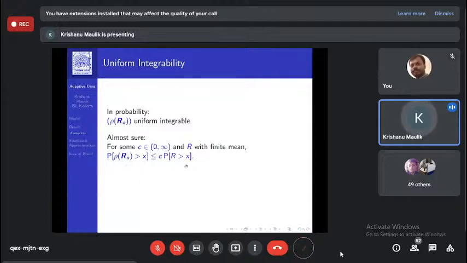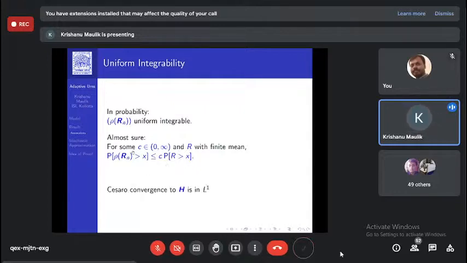And this is typically called rho Rn's being majorized by this random variable R with finite mean. It's not saying that rho Rn is less than or equal to R, but what it essentially says is that rho Rn is less than or equal to R in some distributional sense. So that's why it's called majorized. This majorization condition is very standard in probability theory and statistics. So this assumption is not too outrageous.